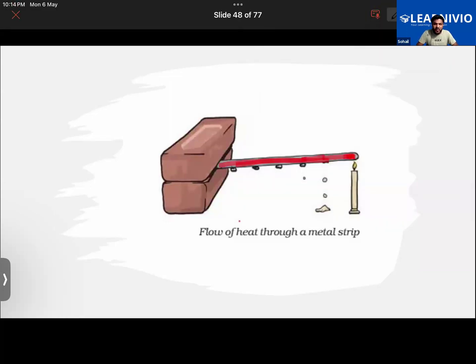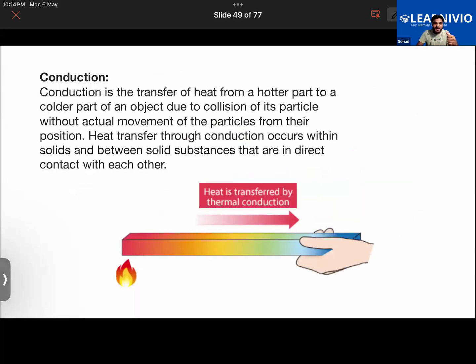Let's understand what exactly is happening, how heat is flowing in this solid object. As I told you, conduction will be observed only in the case of solid substances, not in the case of liquids, and neither in the case of gaseous objects. Keep that in mind.